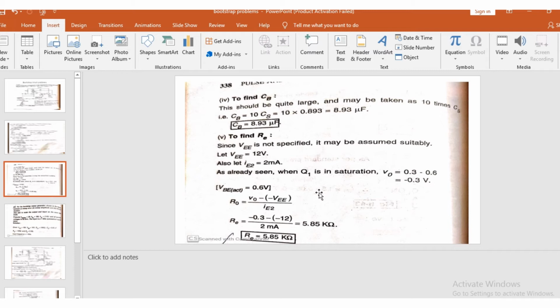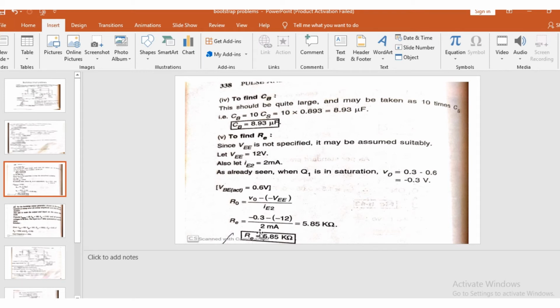Now we will find a relation for RE. From the circuit, RE is equivalent to V0 minus of minus VEE by IE2. In the figure it is actually printed as R0, but actually it is RE. So RE is equivalent to V0 minus of minus VEE by IE2.